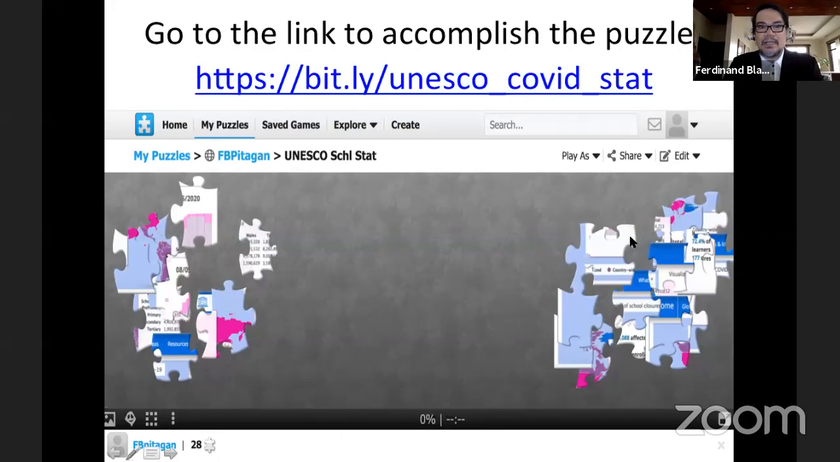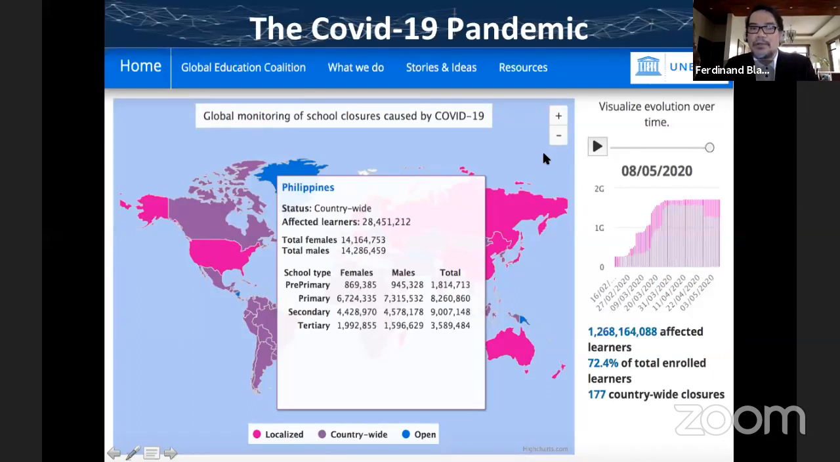Ayan. So ganito yung itsura ng puzzle natin. Okay? So the COVID pandemic, according to UNESCO, has been affecting approximately around 1.3 billion learners across the world. Diba? In the Philippines alone, 28.4 million learners are being affected. Around 177 countries around the world have totally shut down schools nationwide.